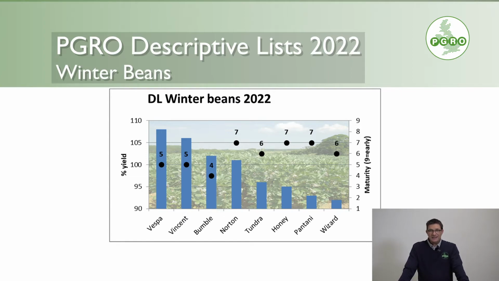Well, the data is what it is, but in my view, having seen the trial, seen the varieties, and I think I said this last year as well, that I would rate perhaps Honey and Pantani with a rating of 8, Norton remain at 7, and then the other varieties following on behind from that. Otherwise, Vespa continues to perform well in trials, top yielding at 108%, closely followed by Vincent at 106%.